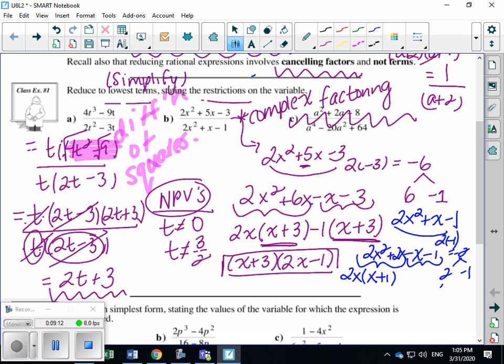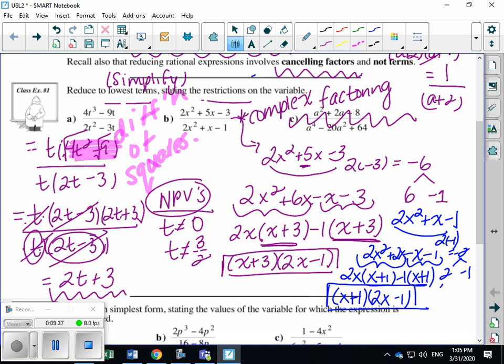Okay, is there anything I can factor out of those next two terms? Yeah, I can take out a negative 1, and then that's where I'm going to get my x plus 1 as well. Okay, I have two of the same binomials, which is what I need, so now I can factor out that x plus 1. So if I take out the x plus 1, what am I left with? I'm left with 2x minus 1. And here are my expressions factored.